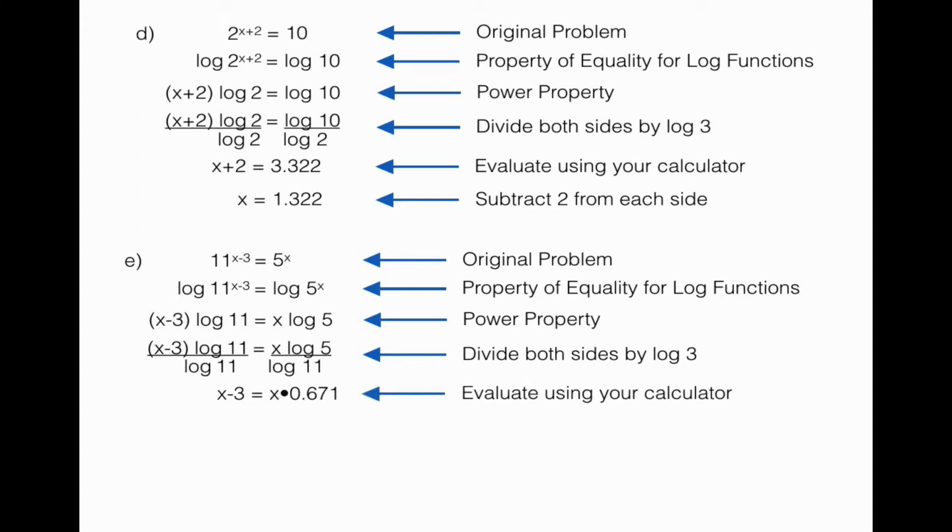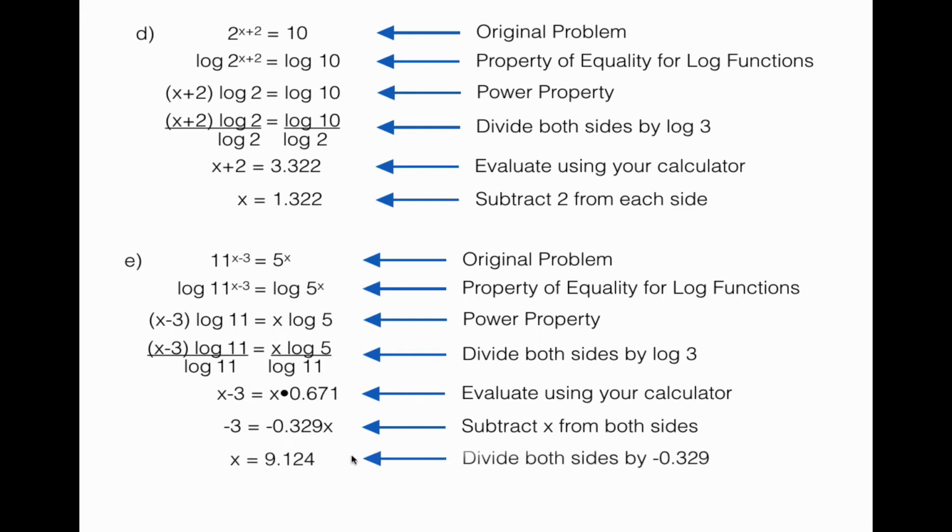And so now we're going to have to just subtract. So we subtract x from both sides. I subtracted x from this side, and I subtracted x from this side because I have some amount of x. So I end up with the negative quantity of x equals negative 3. And so now I just divide both sides by this negative 0.329, and I got x equals 9.124.